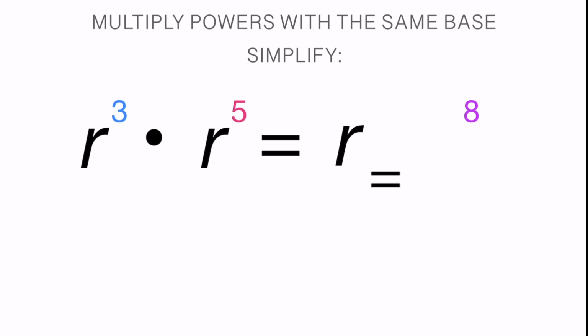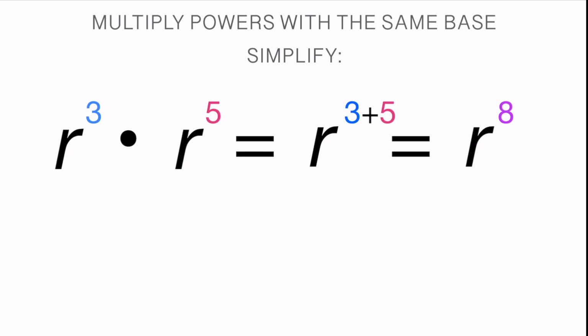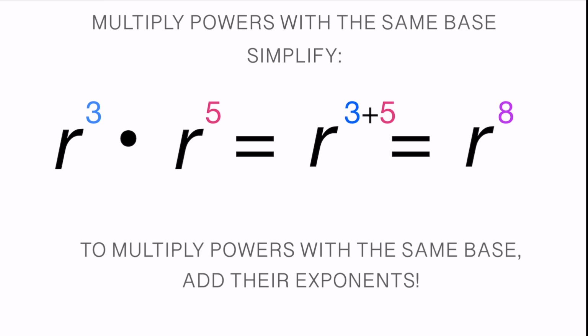We found our rule. R to the third power times r to the fifth power is equal to r to the 3 plus 5, which is r to the 8th power. So, to multiply powers with the same base, add their exponents.